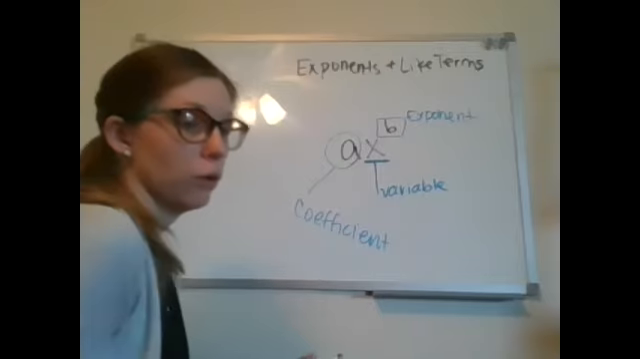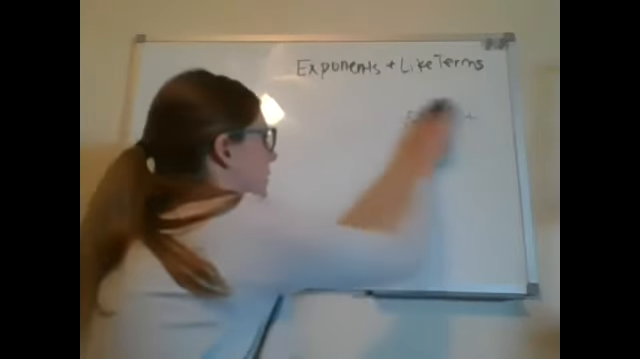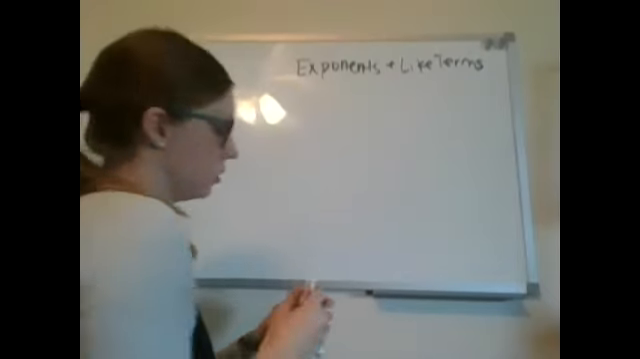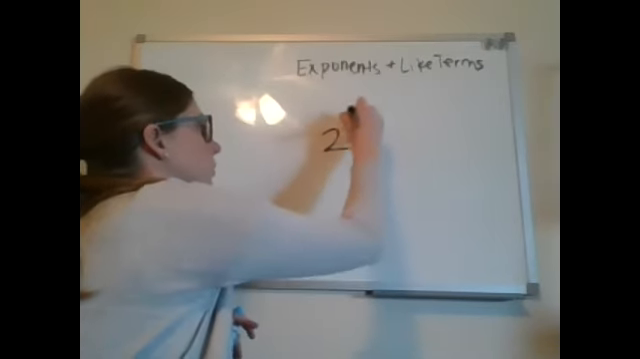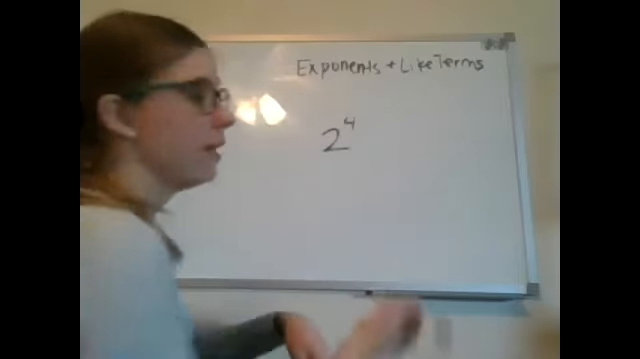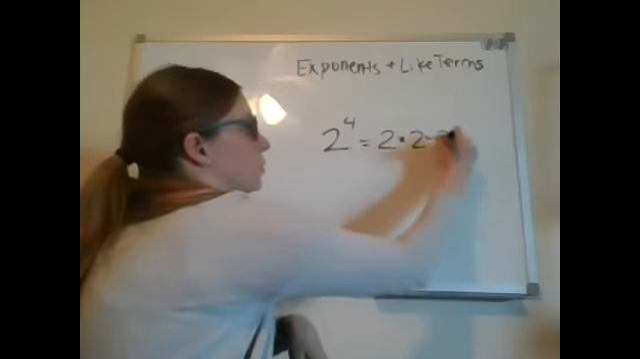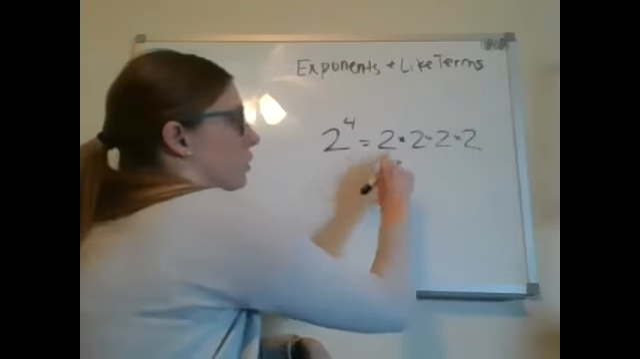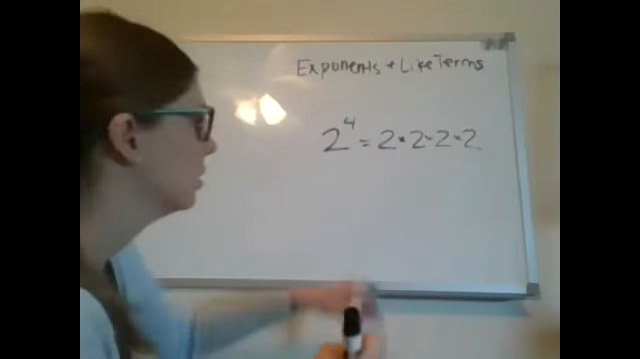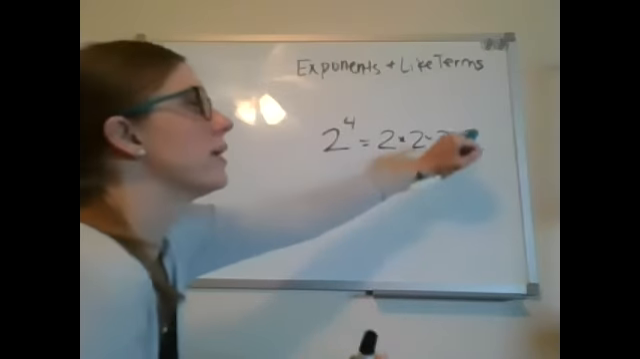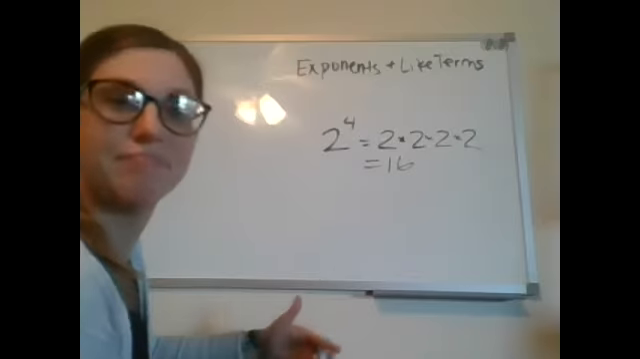So for instance, if I tell you you have 2 to the 4th power, this means that you have 2 times 2 times 2 times 2. There's 4 2's, we multiply 2 by itself 4 times. That's all that 4 means. So 2 times 2 is 4, times 2 is 8, times 2 is 16. So 2 to the 4th power is 16.